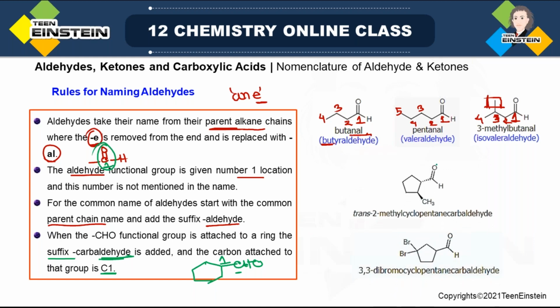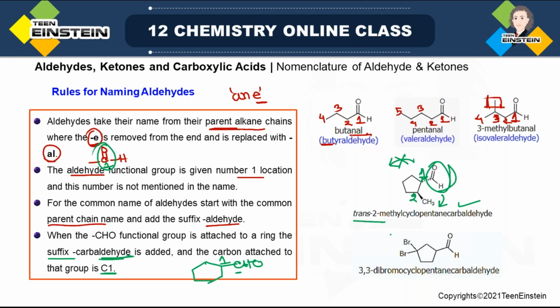So here we have a 5-membered ring and the CHO group is attached to this 5-membered ring. This carbon will be carbon number 1. Next you will move towards this side, because if you move towards the other side, that is not accepted, since in that case methyl will be given a very high number. So that is why this path is favored. After the CHO group, if you move to the next carbon, at position 2 you have a methyl group, and these 2 groups, CHO and CH3, are opposite to each other, so the name is trans-2-methyl.